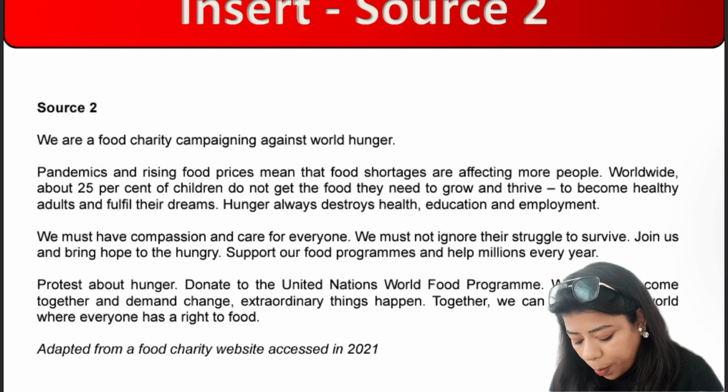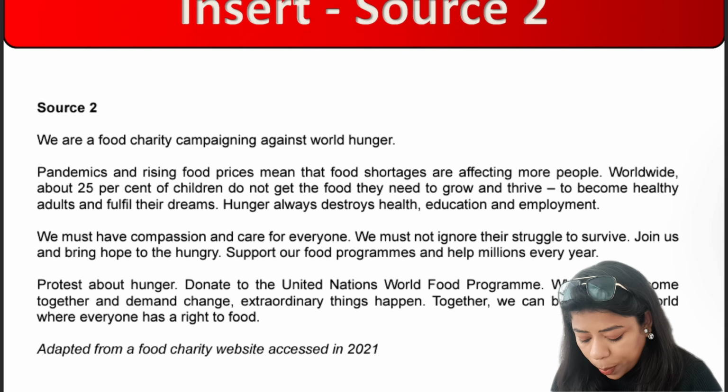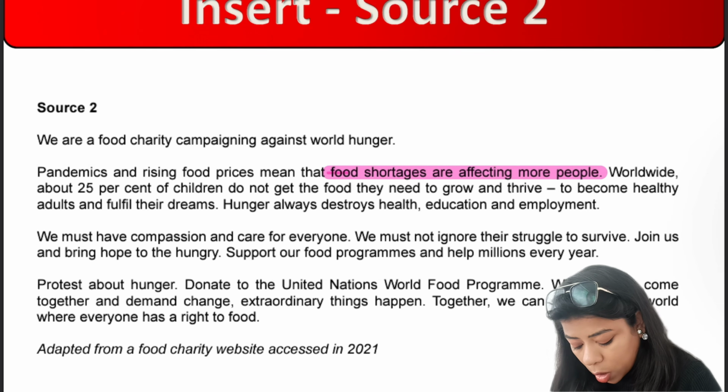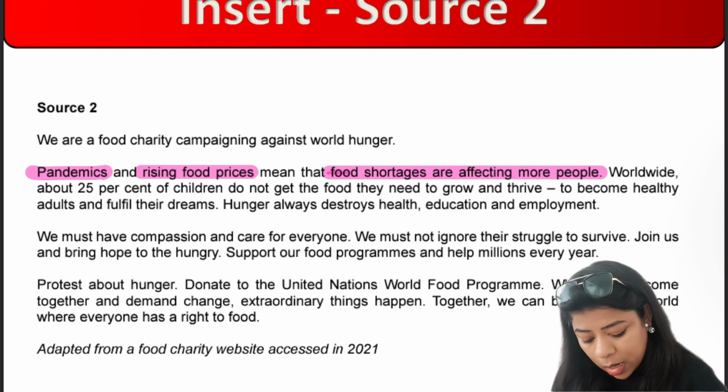Pandemics are rising and food prices mean that food shortages are affecting more people. So they are talking about food shortages affecting more people because of what? Because of rising food prices and the pandemic, which is the latest pandemic that you all know, that is COVID.